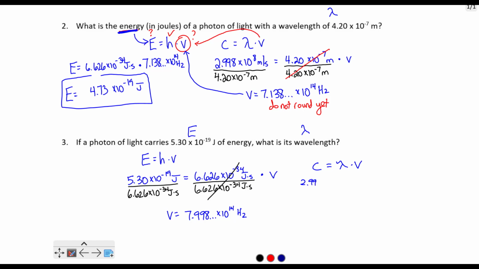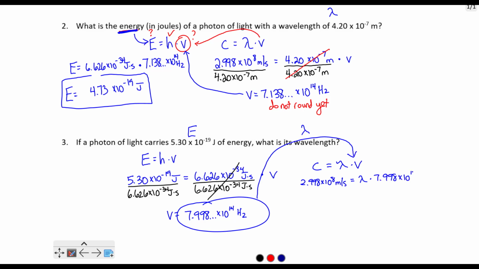That's 2.998 times 10 to the 8th meters per second. That's equal to wavelength multiplied by frequency. And so this number right here is just going to go in right there. So that's 7.998 times 10 to the 14th. That's hertz. And we'll divide both sides by that number. That cancels out. And so wavelength, that works out to be this many meters, but that's a lot easier to write if you do it in scientific notation.